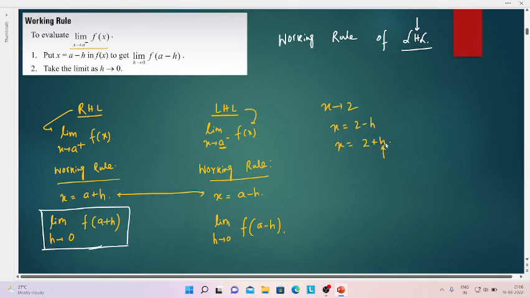h is tending to 0, I mean h is not equal to 0 but slightly greater than 0, then definitely 2 plus h is greater than 2. That is why we take 2 plus h for the right hand limit, and for the left hand limit we take 2 minus h, right? So you can understand. In order to find the left hand limit of a function f(x) when x tends to a minus, we have to take x equals a minus h, and then take the limit as h tends to 0 of f of a minus h, right?